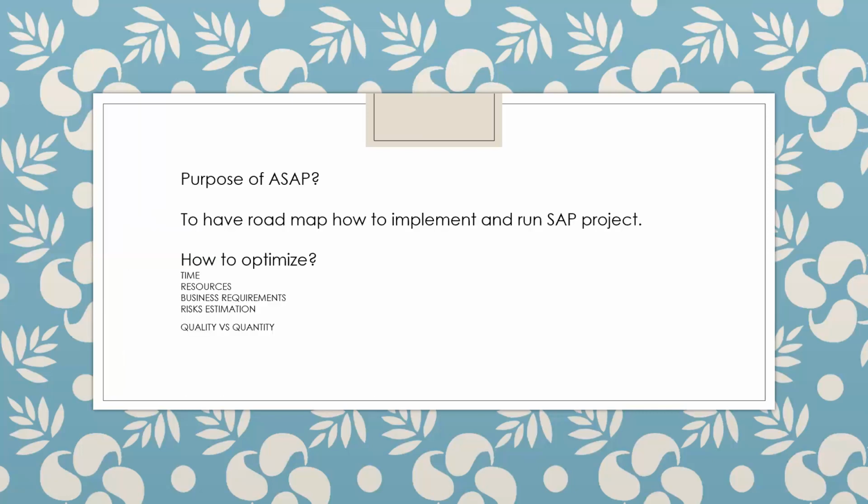So what is the purpose of ASAP? It's a roadmap. I told you, right? Where to start and where to end to implement an SAP project successfully. In simple terms, how to optimize? Try to understand the term optimize. Optimize means optimum utilization, maximum utilization, and not only maximum but accurate and productive utilization of your project resources.